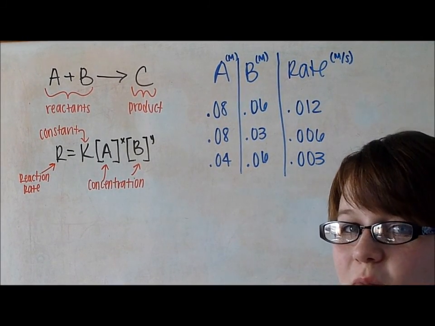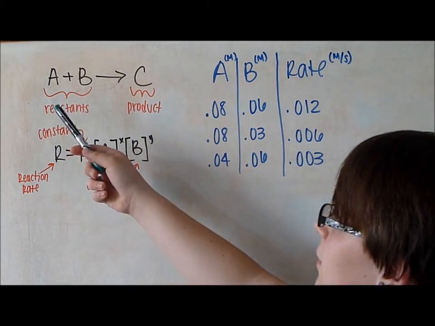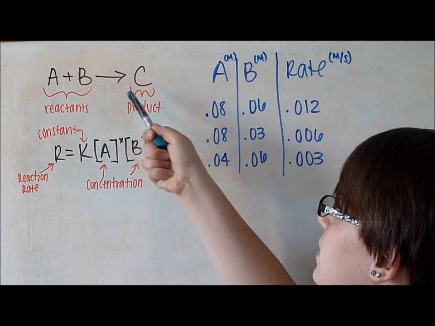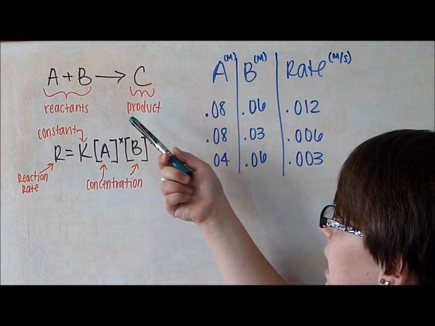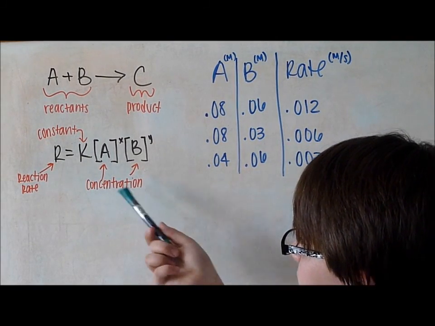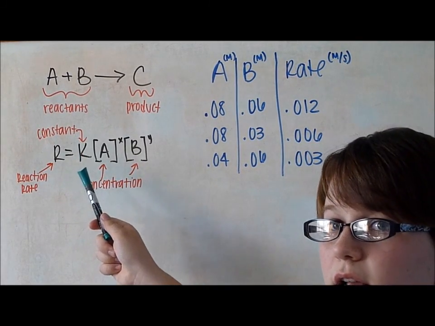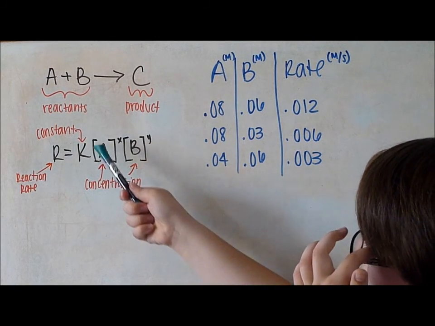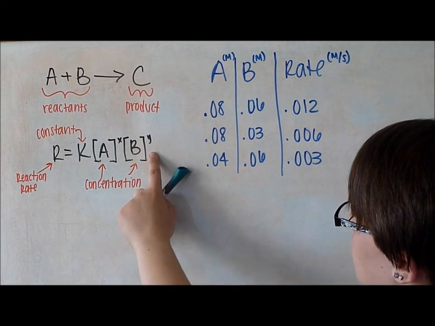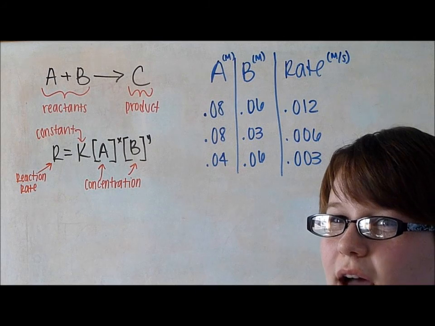Okay, now I'm going to show you one way to find the rate law. And we're going to find the rate law of just an example reaction where A plus B yields C. A and B are the reactants, and C is the product. At the end, your rate law is going to look like this, where R is the reaction rate, K is your constant, and we can find the constant at the end. And these brackets around A and B just mean the concentration. And then this little x and this little y will be how much of it you have.